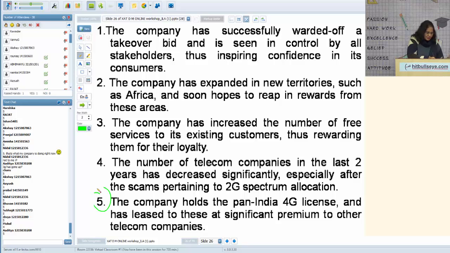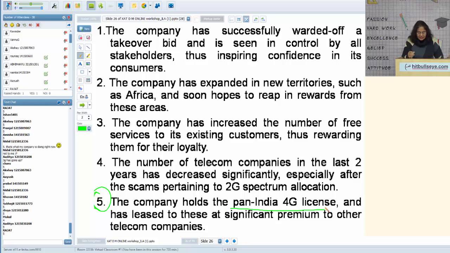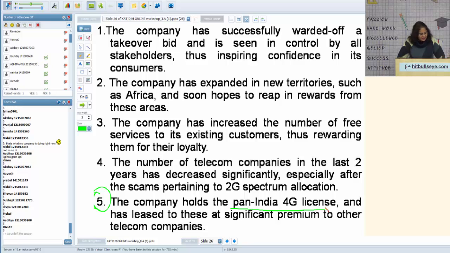This tells you why the company is getting so much investment. It holds the pan India 4G license. So there is something to compensate for this drop which is seen in the 2G sales. Something which is attracting the foreign investment. This explains it. This resolves the paradox.